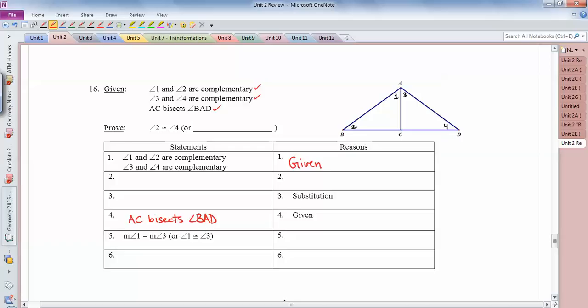All right. So step 2 is blank. Now that means it probably comes out of step 1. And if you have complementary angles, we know that they should add up to 90. So M1 plus M2 equals 90. And also, in the same way, M3 plus M4 equals 90. So hopefully you're remembering that if you have complementary angles, then they add up to 90 is the definition of complementary angles.